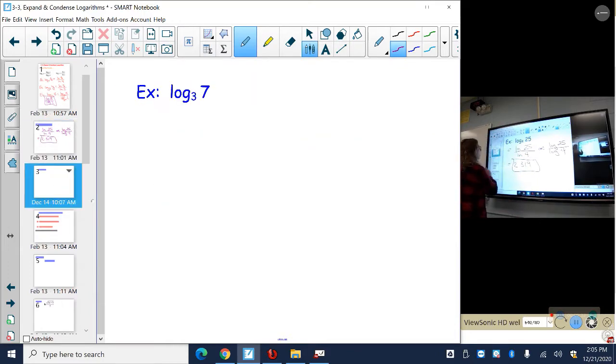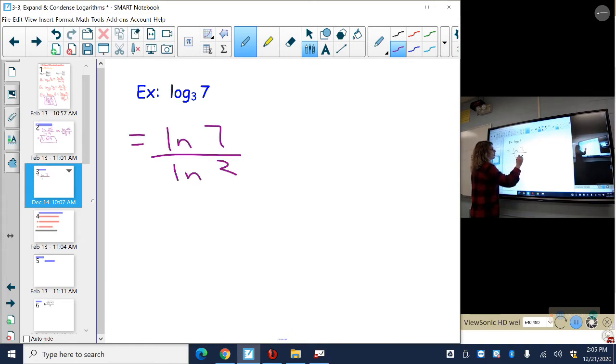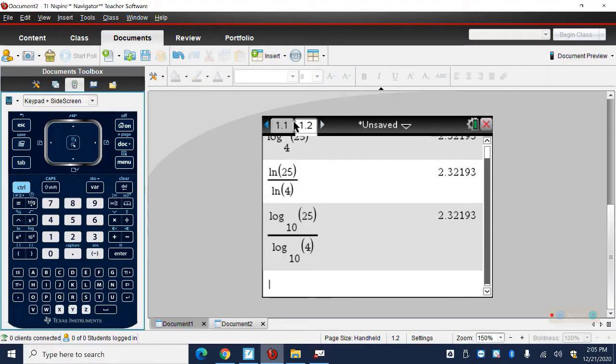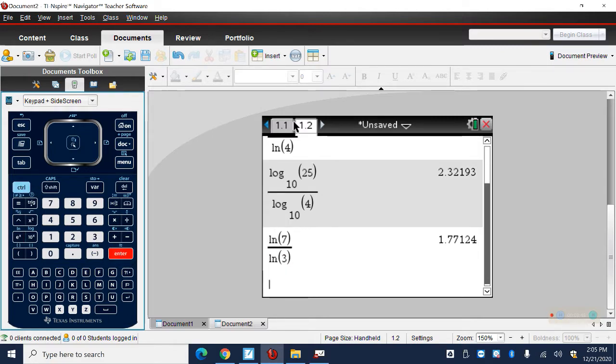Okay. Next, same thing with this. Natural log of 7 over the natural log of 3. And you're going to come over to your calculator and you're going to plug that in. Natural log of 7 divided by the natural log of 3, and hit enter, and it's 1.77.